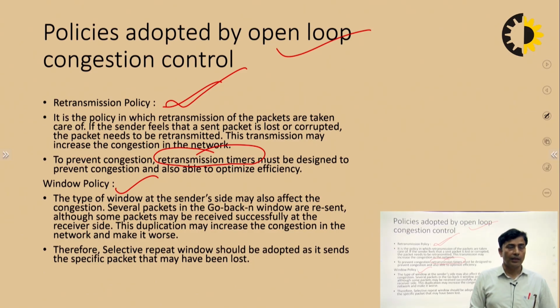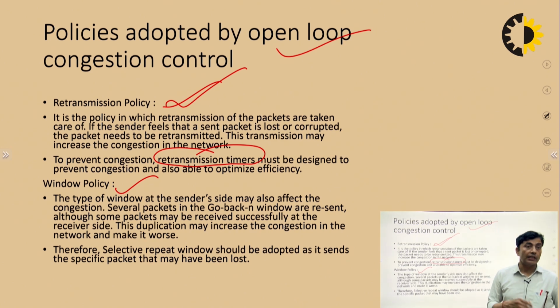It may be possible that packets 1, 2, 3, 4, 5 are sent by the sender, and packet 2 is destroyed or lost, but packets 3, 4, 5 are delivered. But in the case of go back N, the sender will go to packet number 2 and retransmit all the succeeding packets 2, 3, 4, 5. That should not be the case actually. That should be avoided, because this generates congestion in the network.